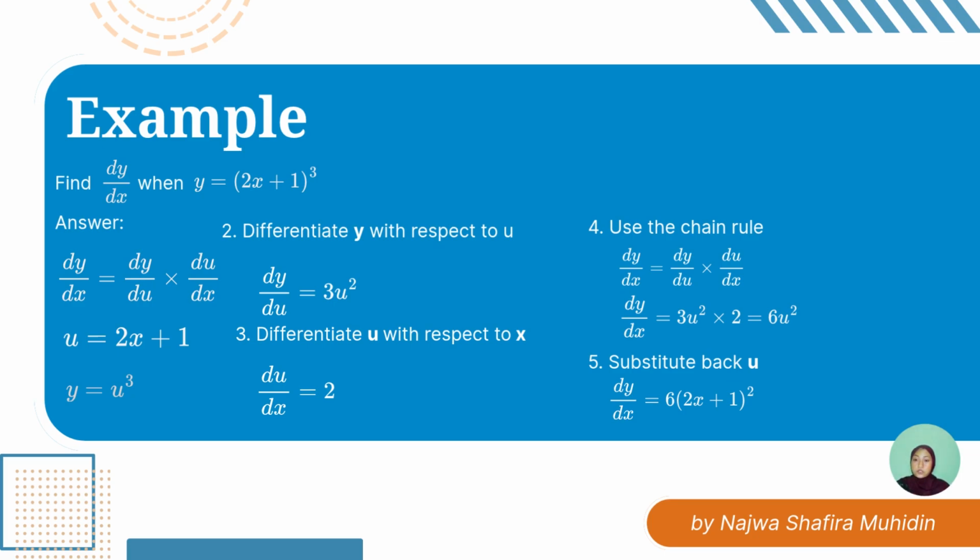Step 5. Substitute back u equals 2x+1. dy/dx equals 6 times (2x+1)^2. So, the derivative of y equals (2x+1)^3 is dy/dx equals 6 times (2x+1)^2.